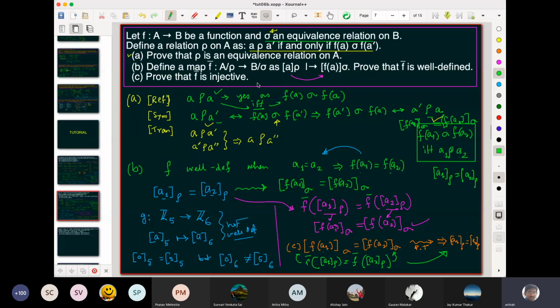Yes, sir. See, if two elements are related, the class they belong to will be the same. So here, two of them are related, so the class they belong to will be the same with respect to the equivalence relation sigma. From this one, I want to prove this one. If and only if this, I have a relation. So this is injecting automatically. 1 to 1.